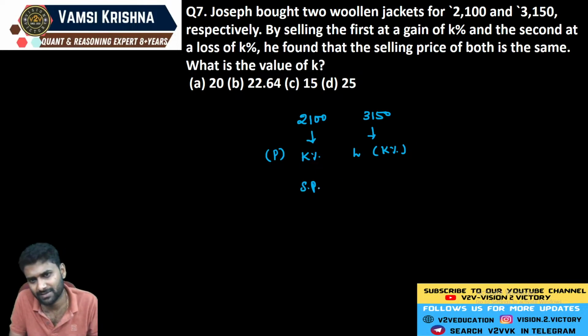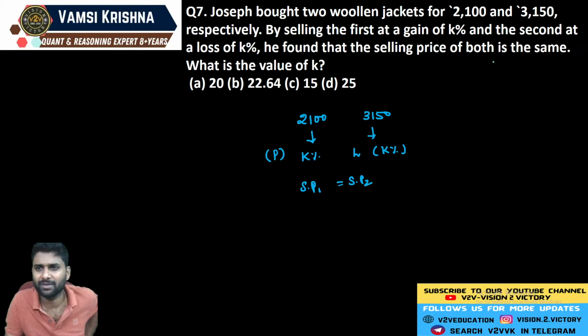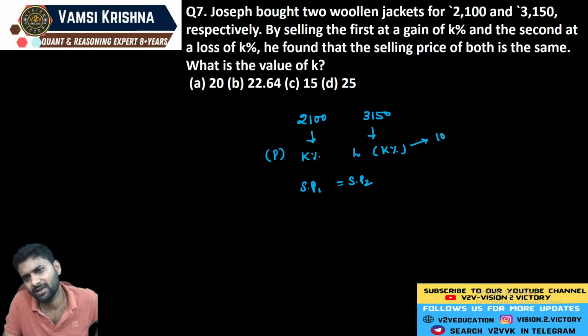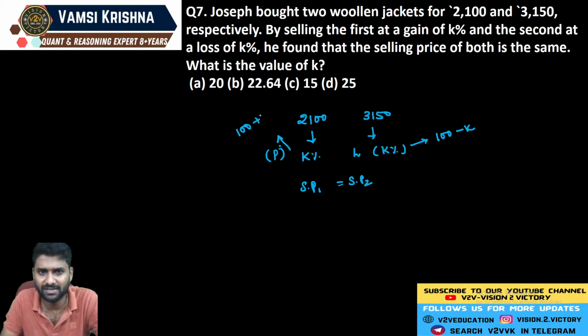They clearly mentioned that SP1 is exactly equal to SP2. Now he found that the selling price of both is the same. What is the value of k, guys? K percentage profit means it's 100 plus k. Sorry, it's a loss, right? A loss means 100 minus k. So this is the value of 100 plus k, guys. It's a profit multiplier and loss multiplier.